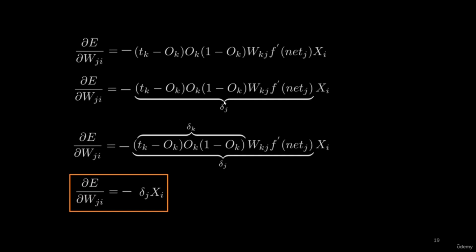The first 4 terms become delta j. That is the error signal. If you remember, in the previous lecture, the error signal was delta k, and these 3 terms were included in it. Here the error signal is larger because we have 5 terms. If we write this equation in terms of the error signal, we get minus delta j times xi. This is the rate of change of error with respect to wji, where delta j is the error signal which has this large value, and xi are our inputs.